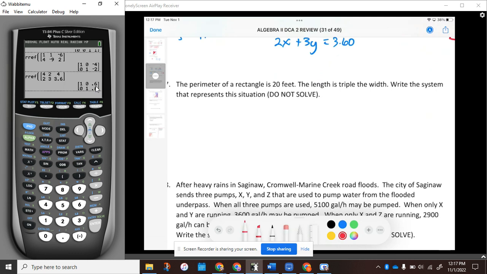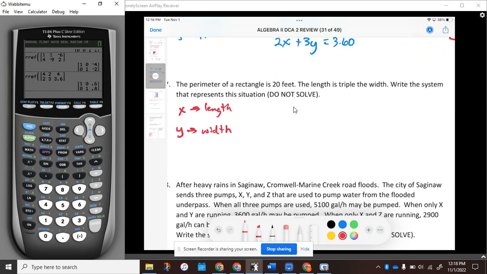Those two things, just like on that problem we did the other day, those are our two variables. Okay, so I'm going to say that X is the length and Y is the width. Those are the two things we would be trying to find in a problem like this. Now, I will say that it's really nice that we don't have to actually solve this. Okay, all we're doing is writing the system that represents this situation.